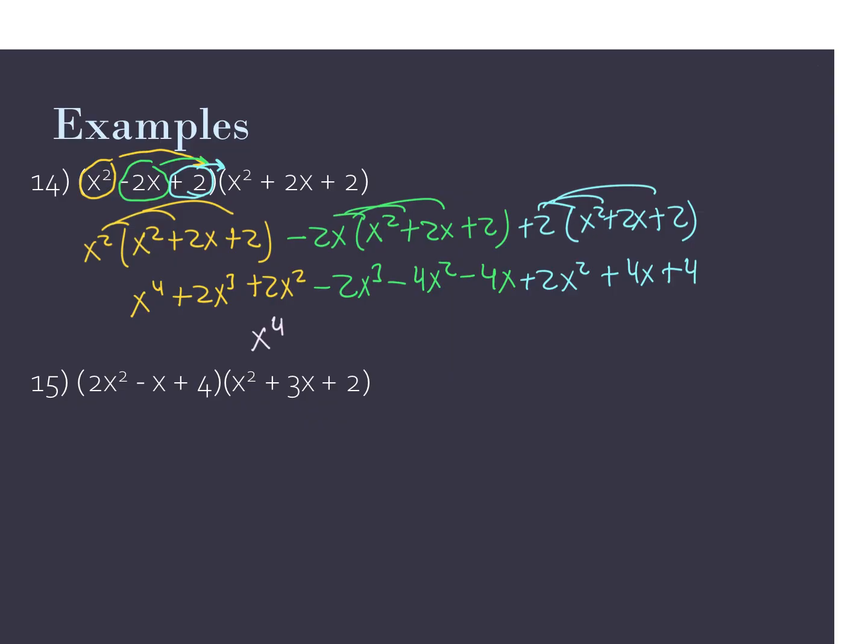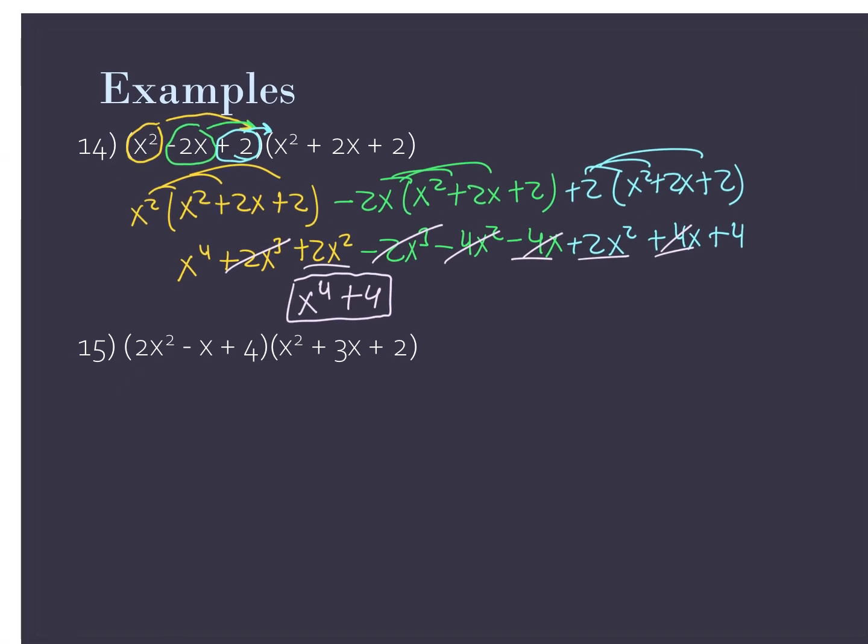And then lastly, what we can do is we can combine any like terms. There's nothing to combine with x to the 4th. 2x to the 3rd and negative 2x to the 3rd cancel out. I have a 2x squared plus 2x squared, which is 4x squared, minus this 4x squared also cancels out. I have a negative 4x and a plus 4x that cancels out. And the only other thing that didn't cancel out was that plus 4. So I have x to the 4th plus 4. All right, and that's the general strategy for doing a trinomial times a trinomial.